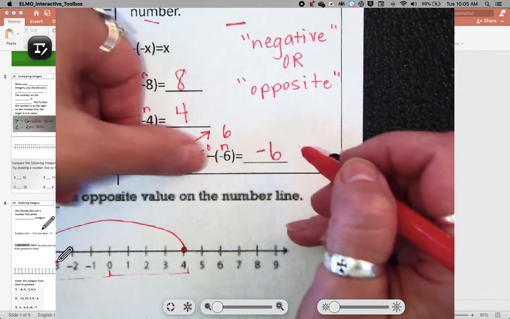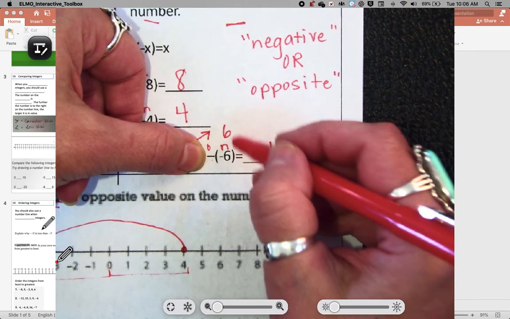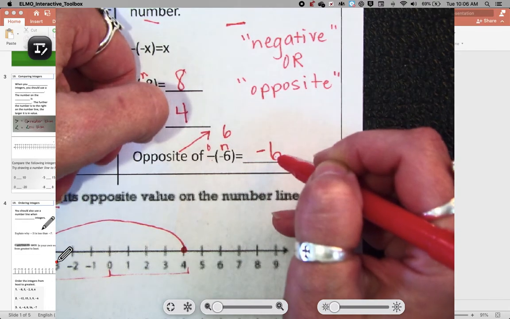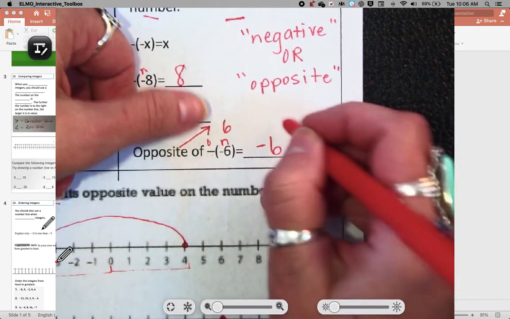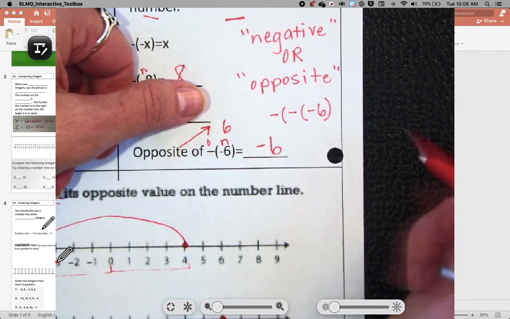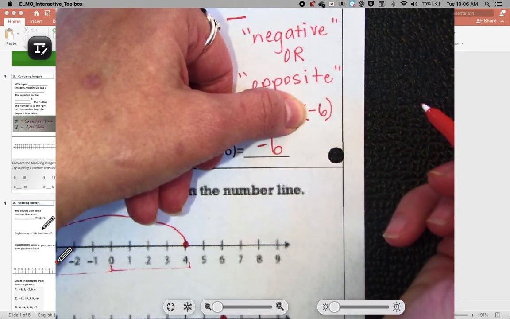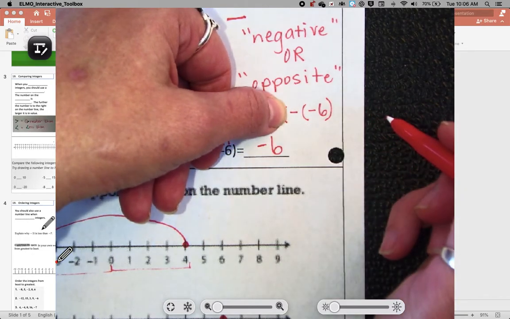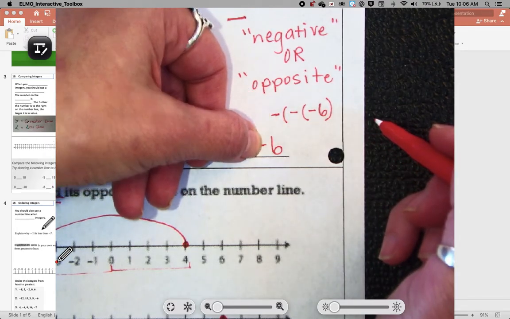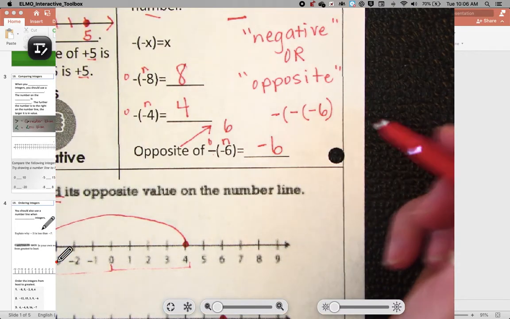Let me show you again. We have negative 6. The opposite of negative 6 is 6, and the opposite of 6 is negative 6. Okay? We could have written it like this, because remember, this sign can mean opposite or negative. So we have negative 6. The opposite of negative 6 is 6. The opposite of 6 is negative 6. Again, I'm not sure if you will ever see that, but I did want to introduce it.